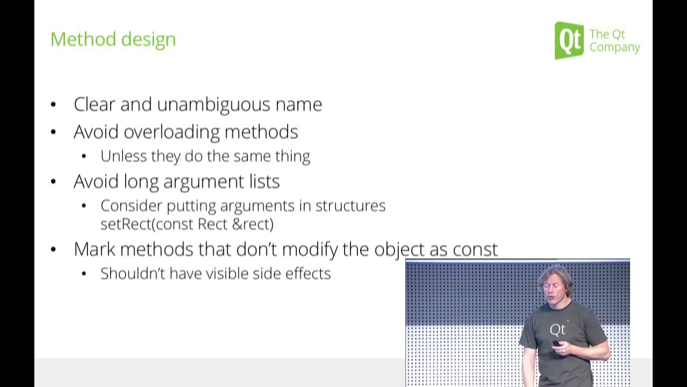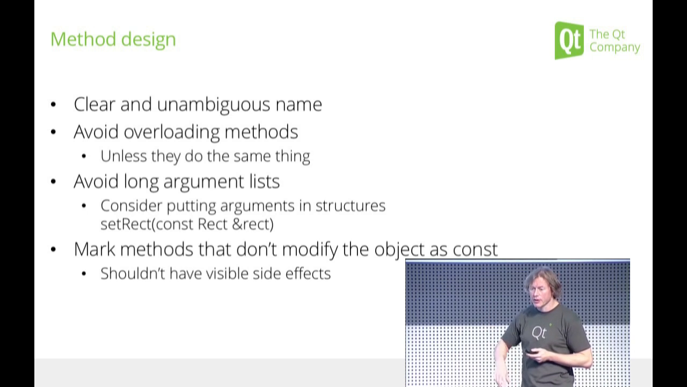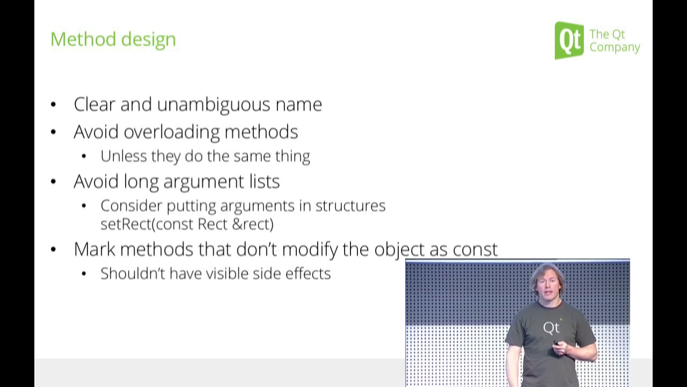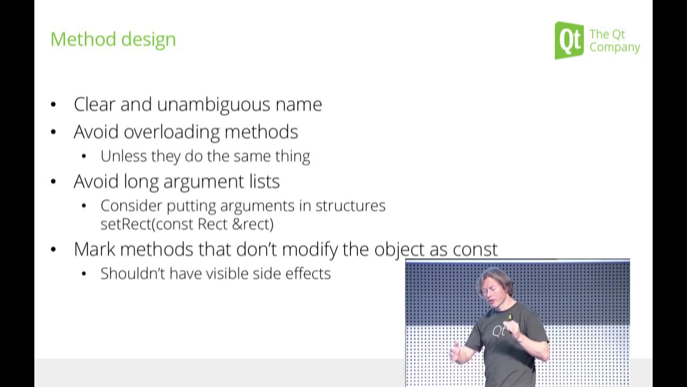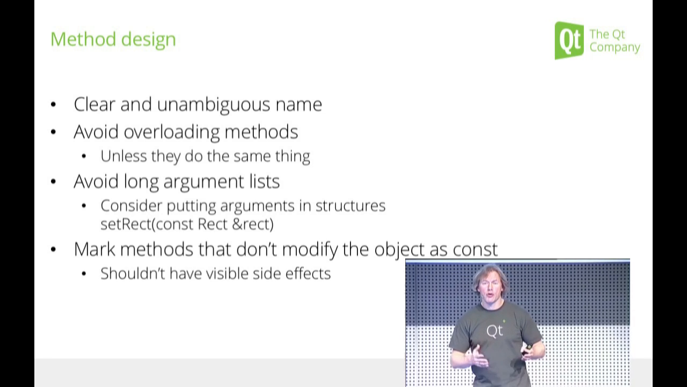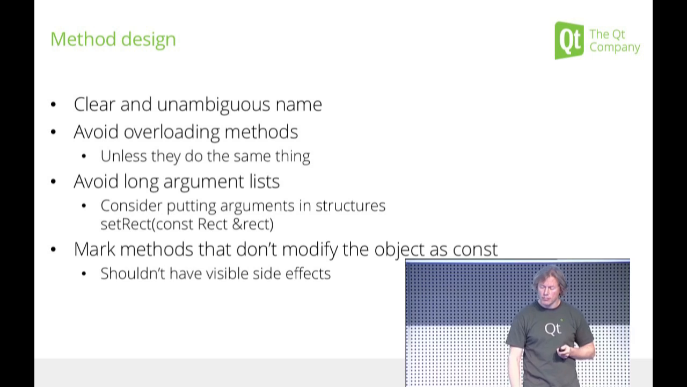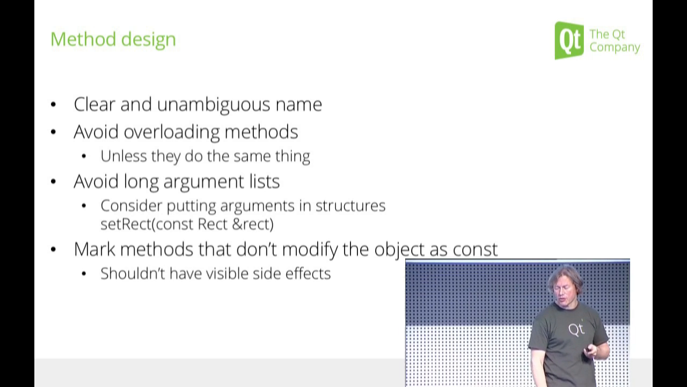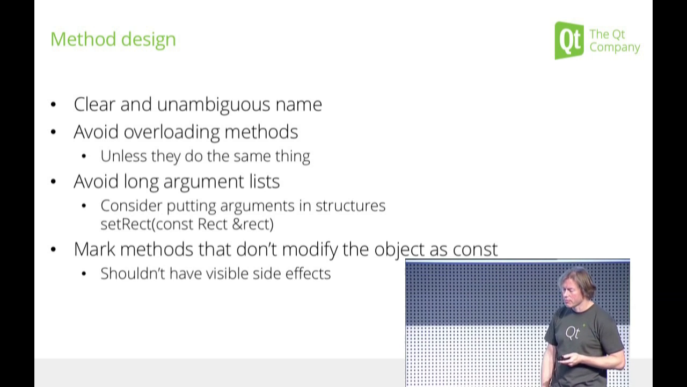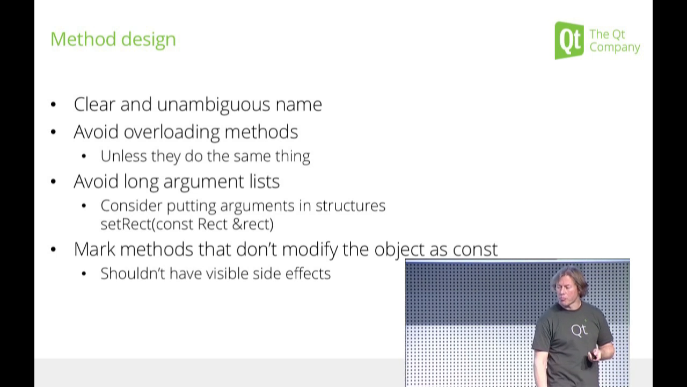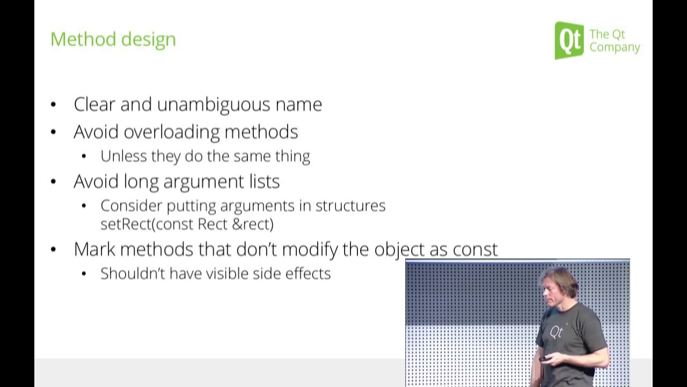I would also avoid long argument lists because they tend to get very unreadable. Remember that window example from Microsoft? You tend to lose the idea of what each argument does. So maybe put some of the arguments in structures that you then pass in. And of course, mark methods as const that don't modify the object. Those that don't have visible side effects, let's make them const.